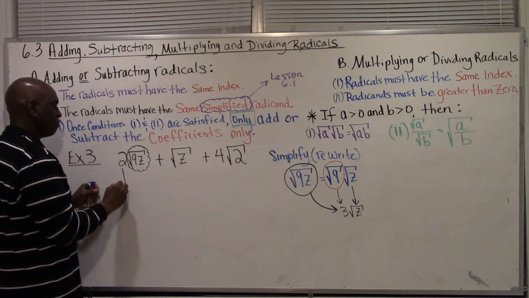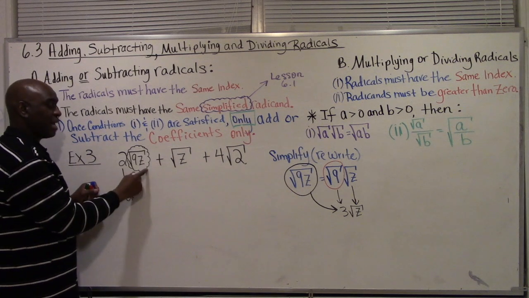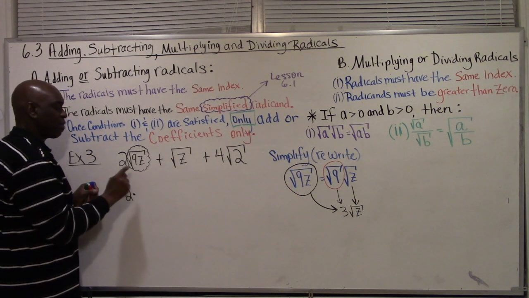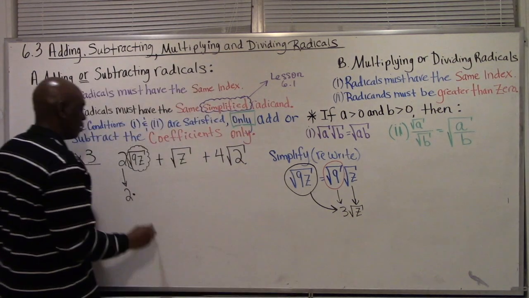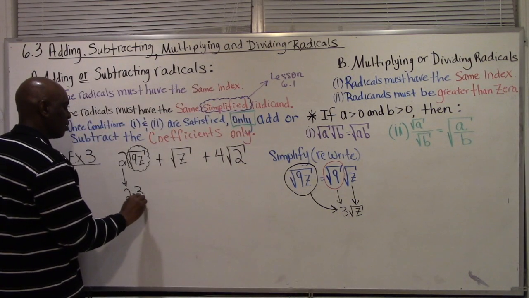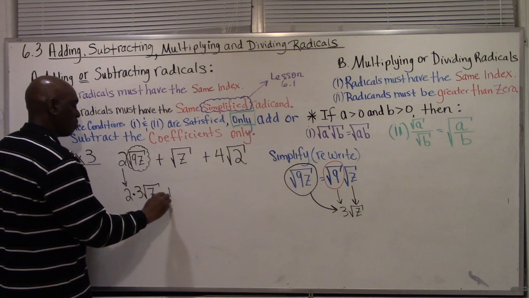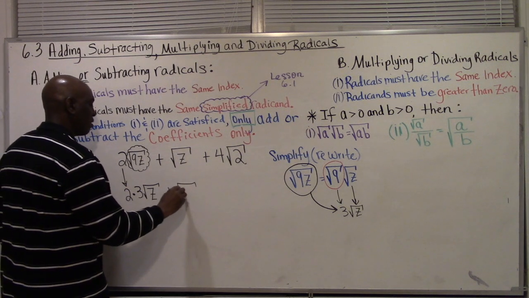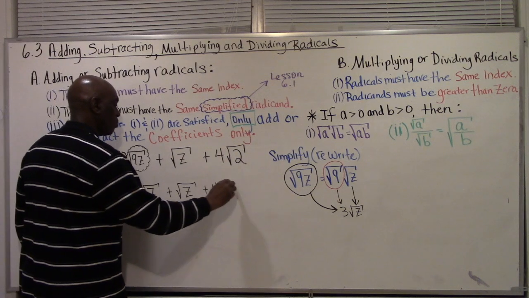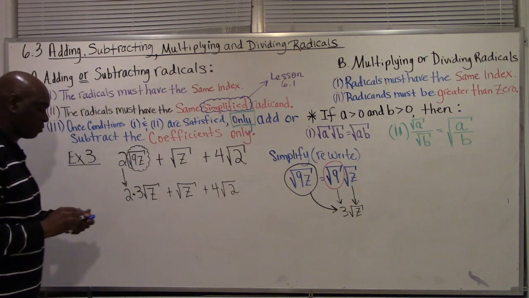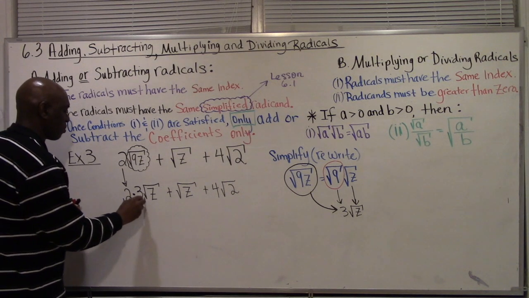So I'm going to bring the 2 down times, don't write square root 9z, write 3 square root z, plus the square root of z plus 4 square root 2. Alright, now let's multiply. 2 times 3.